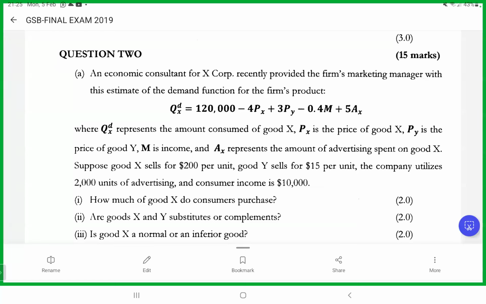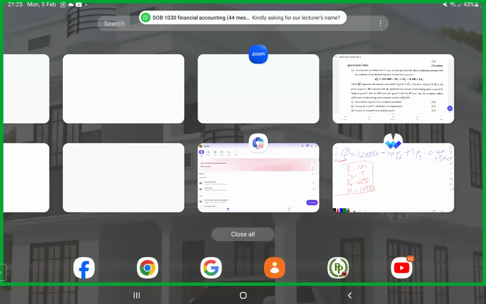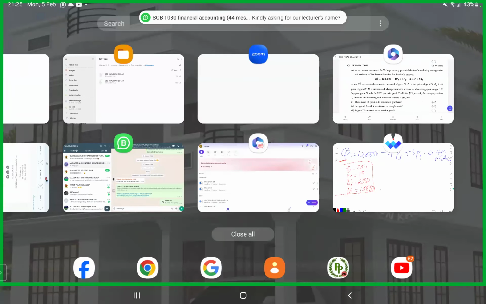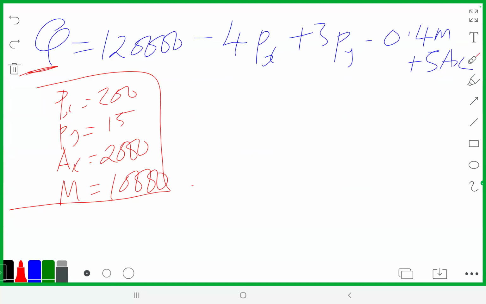Okay. So what does the class think? Are good X and Y substitutes or complements? Anyone to share insights? How can we go about this one? Knowing or deciding whether good X and Y are complements or substitutes. How can we know that?